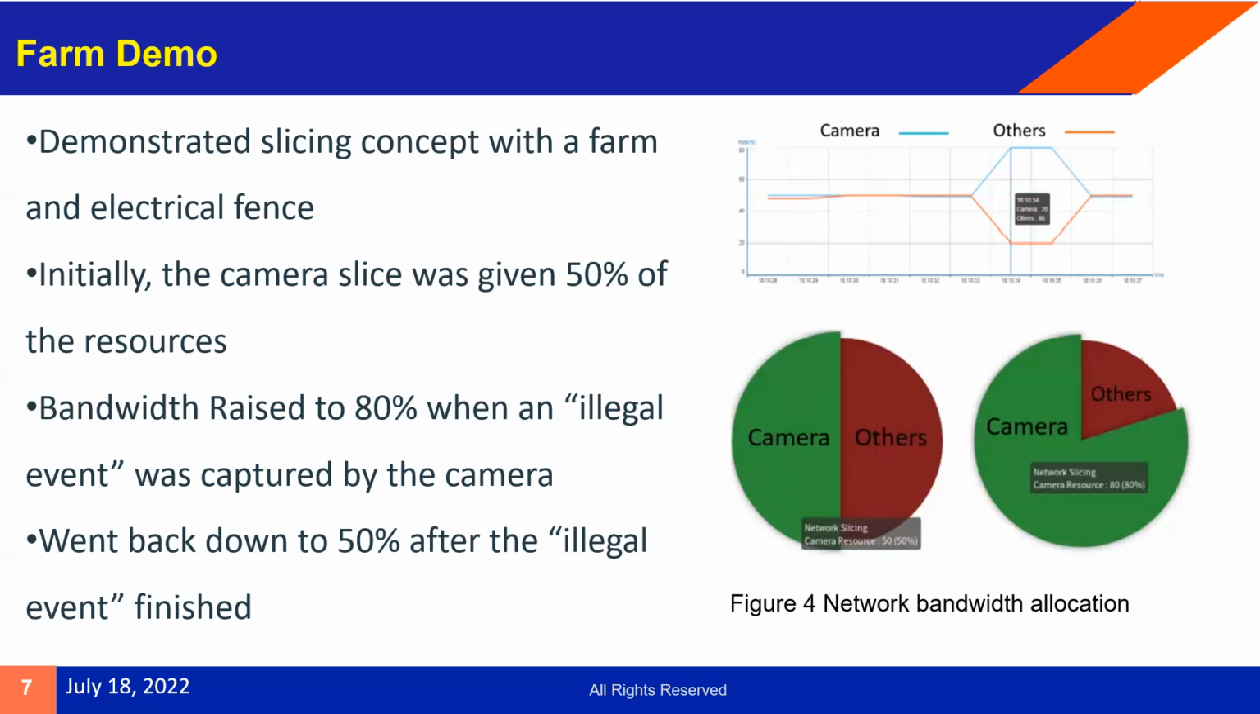And then finally, you could see the same sort of concept reflected here in the bottom image. In this pie chart, initially everything was 50% camera and whatever else is on the network got the other half of the resources. But when an illegal event happened, it spiked up to 80%. So this kind of proves the overall concept and that it is possible to dynamically allocate resources based on real-time event triggers in a network.